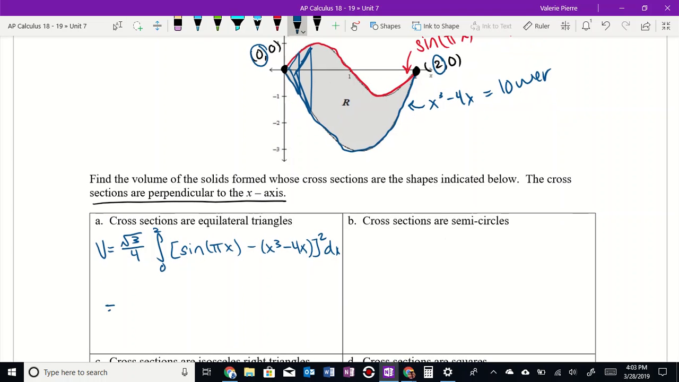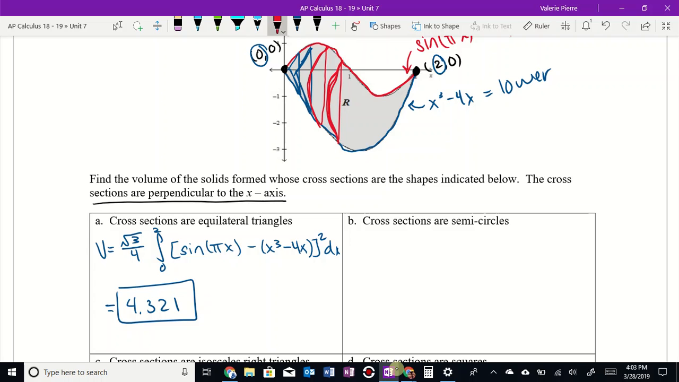And when we plug that into a calculator, we get 0.861 as the volume of that solid created by those cross sections. Now we want cross sections that are semicircles. Now I'm going to sketch a semicircle cross section or two.